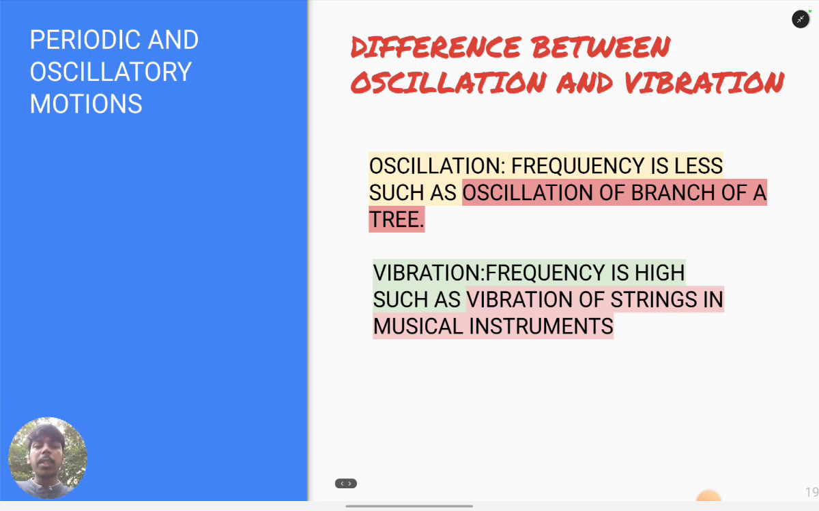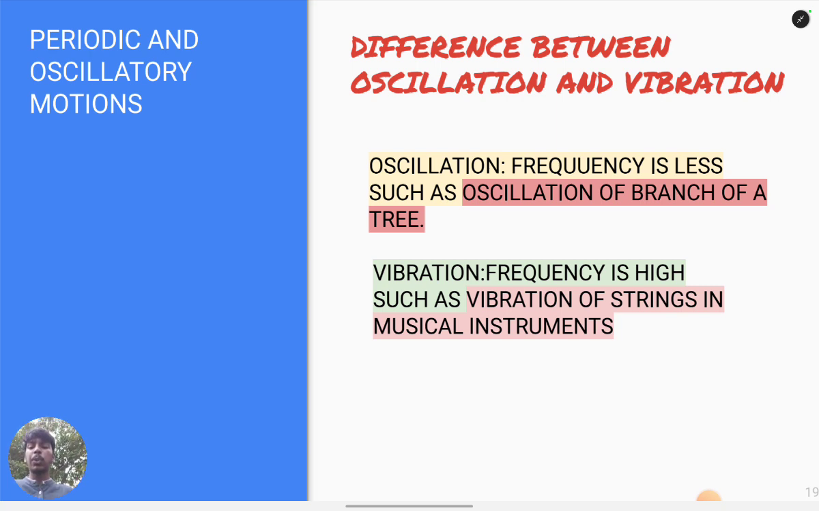Differences between oscillation and vibration. You may doubt that oscillation and vibration are the same, because oscillation produces waves and vibration also produces some waves or deflections. But why are they different? The main difference comes at frequency. Frequency is less in the case of oscillation, for example, the branching of a tree.